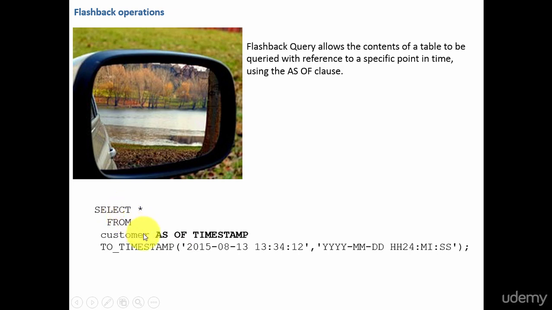It is your select statement. Once you are done with that, AS OF TIMESTAMP and your timestamp. All you are saying is, give me the details for customer as of this time. That's it. Oracle database will give you the data how it looked at that particular time. So now let's go and check that out.